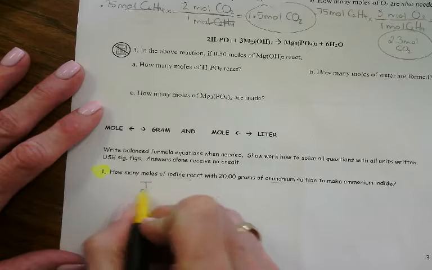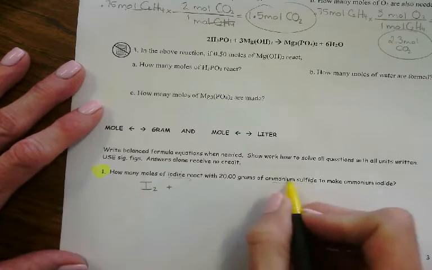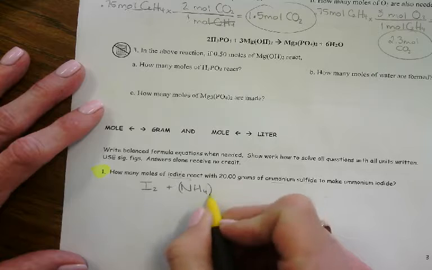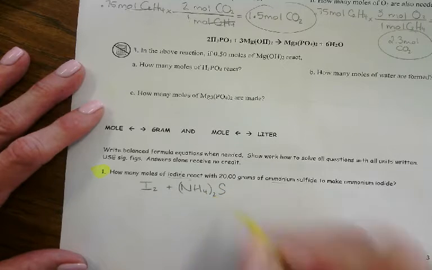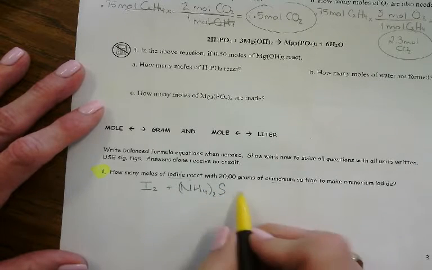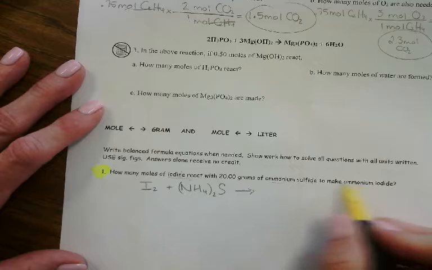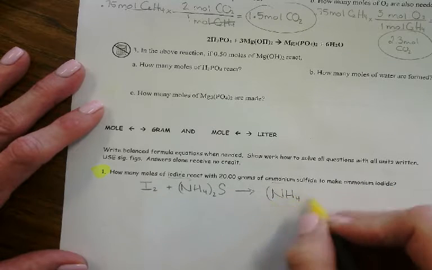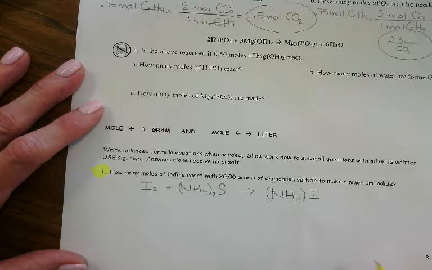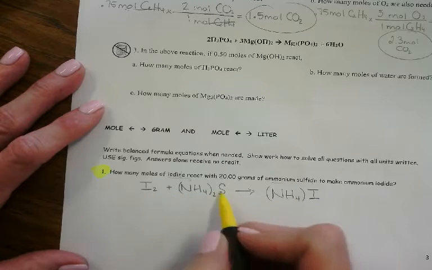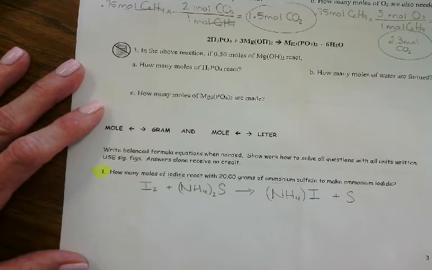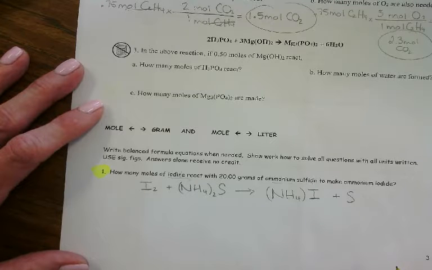So iodine plus ammonium sulfide. Ammonium is polyatomic, ammonium sulfide. All right. It says that we make ammonium iodide. So ammonium iodide is one of my products. Okay. What else is missing? Well, the sulfur. It doesn't mention the sulfur, but it doesn't die. It doesn't go away. It doesn't disappear. Okay, it's not magic. So sulfur is just going to be right there.